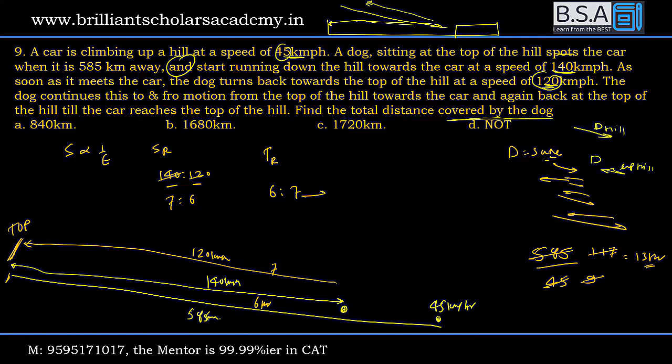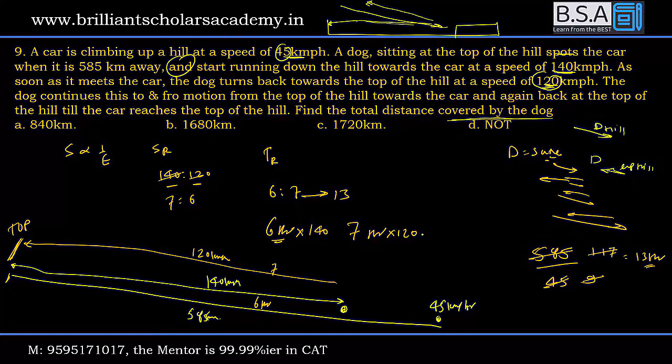And do you see the addition here also is 13? That means 6 hours, the dog is traveling down at the speed of 140, and 7 hours, the dog is traveling up at the speed of 120. That is 840 plus 840. That is 1680 kilometers traveled by the dog in total.